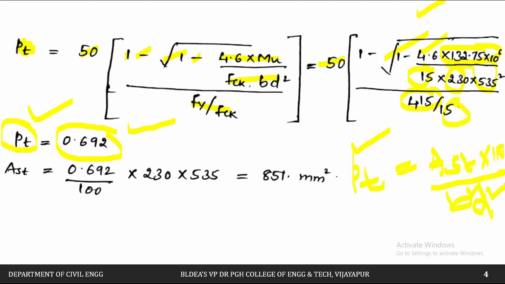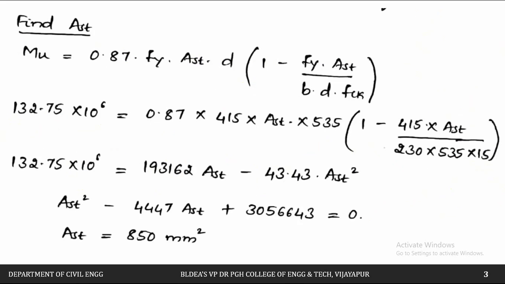So therefore AST will be equal to, you cross multiply, this PT, that is 0.692, multiplied by BD. BD we have, that is B is 230, D is 535. This 100 will come down in the denominator. So based on this also you can calculate, that is you will get answer as 851 mm square. Either you can calculate in this way or in the previous way what I had shown. It is one and the same itself.